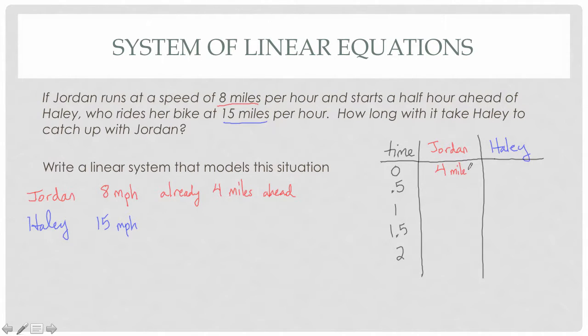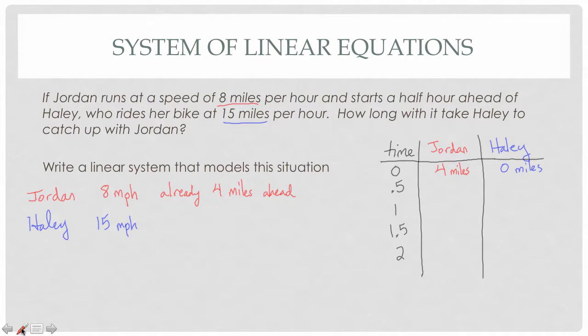4 miles. And Haley has just started, so she has not gone any distance yet. So she's at 0 miles. Hopefully that makes sense from this problem, right? Jordan's already been going half an hour, and in half an hour he's gone 8 miles.